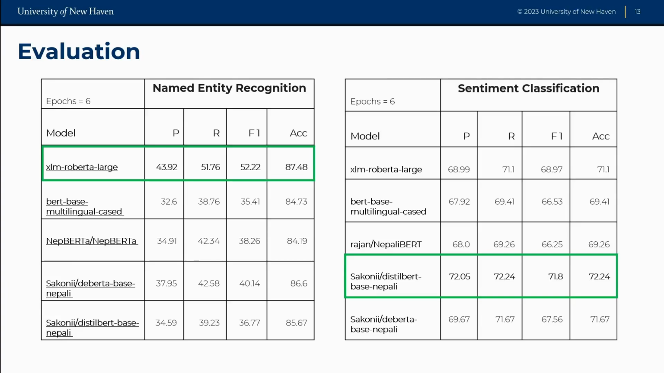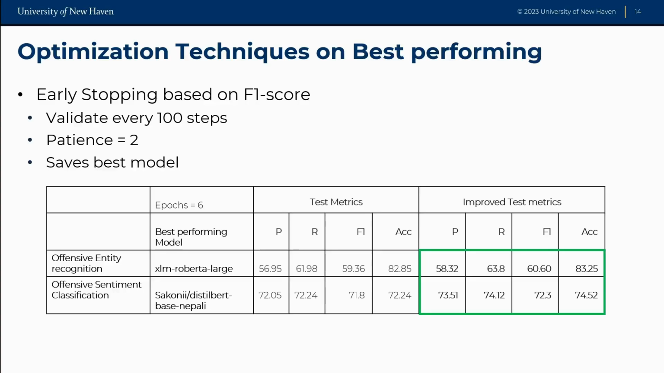And the XLM Roberta Large performed the best for the named entity recognition task, as opposed to the sentiment analysis task, where the DistilBERT-based Nepali, which was trained on the Nepali data, performed the best with an accuracy of 72.24%. We then performed some optimization techniques on the best performing model for both NER and sentiment classification, and we used early stopping based on F1 score by validating it every 100 steps with a patience of 2 and saving the best model. We were able to improve our test metrics with an accuracy of 83.25% and 74.52%, and an F1 score of 60% and 72.3% for the NER and sentiment classification tasks.